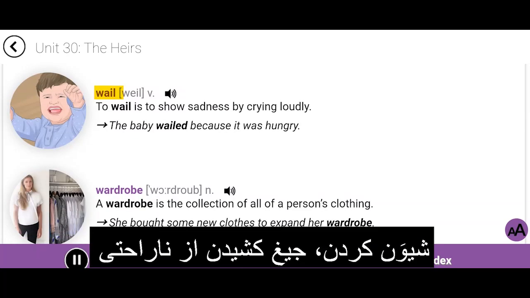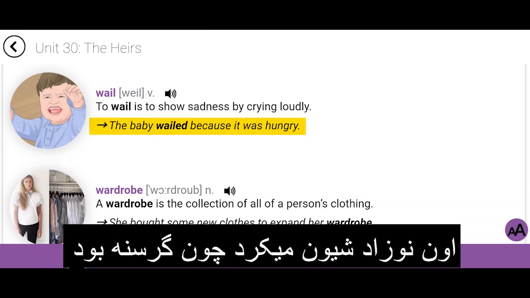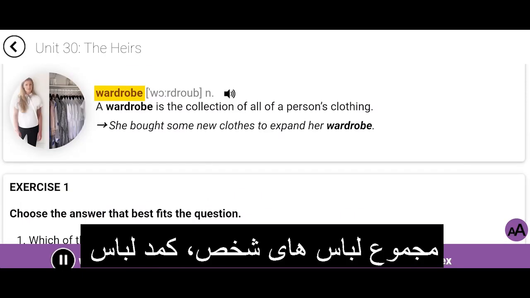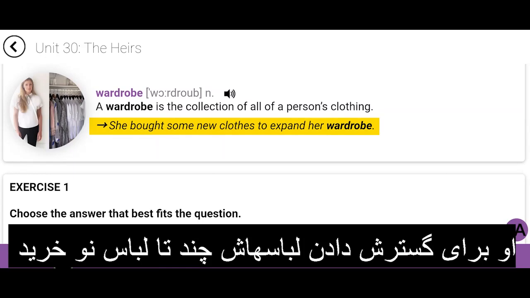Wail. To wail is to show sadness by crying loudly. The baby wailed because it was hungry. Wardrobe. A wardrobe is the collection of all of a person's clothing. She bought some new clothes to expand her wardrobe.